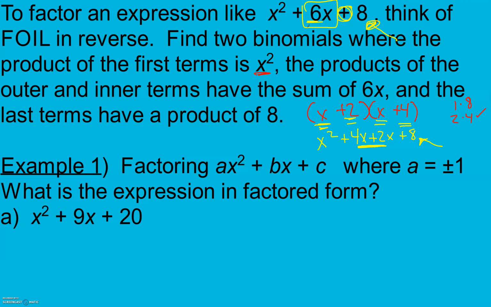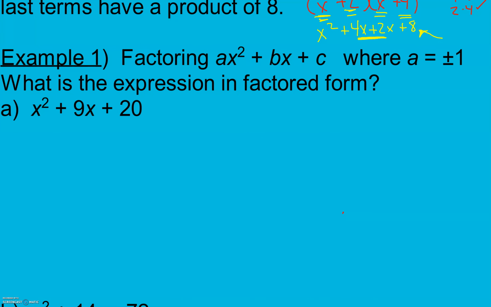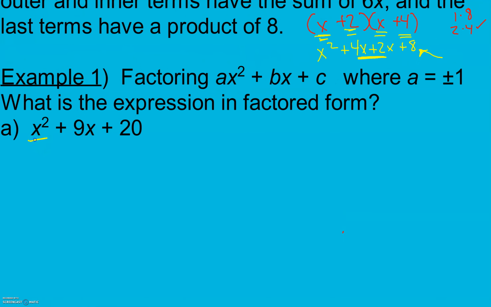So here, I want to write my expression in factored form in number 1. I need to multiply to x squared. In order to do that, I get x and x. I need to multiply to 20, but also add to 9 with the same numbers. Add to 9, because my outsides and insides have to add to 9 when I combine my like terms, and my lasts have to multiply to 20.